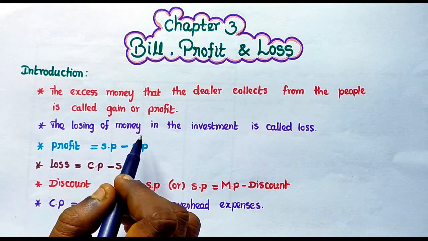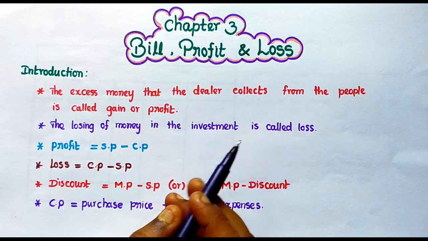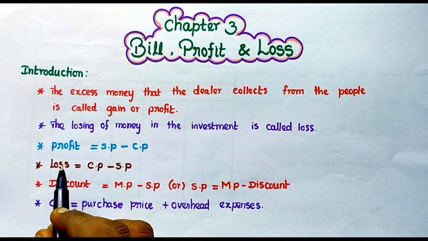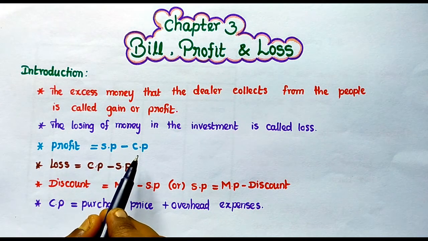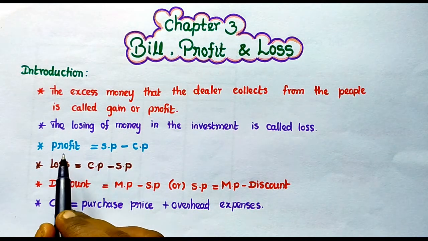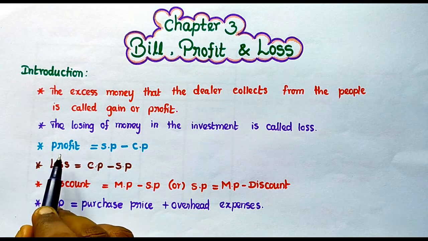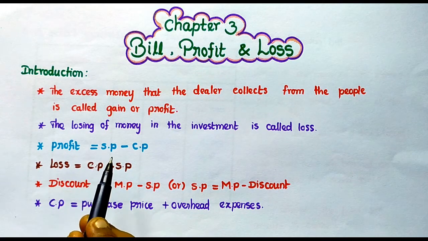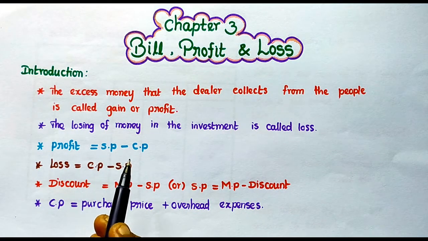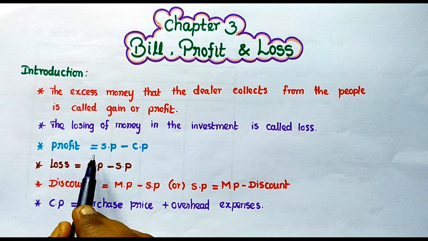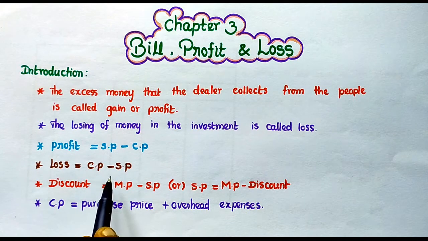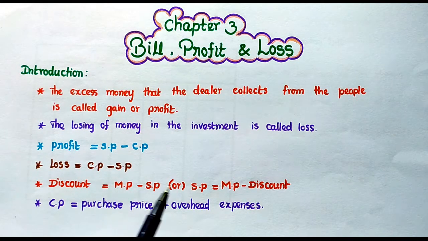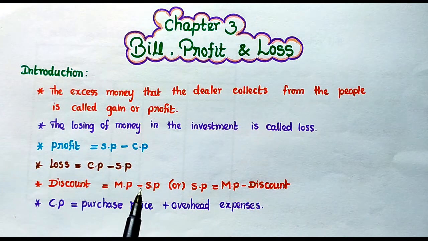The loss of money in the investment is called loss. Profit equals selling price minus cost price, because in profit, the selling price is greater than the cost price. Loss equals cost price minus selling price. Here the cost price is greater than the selling price.